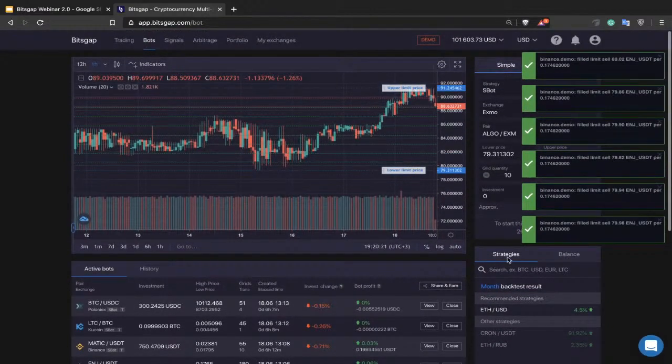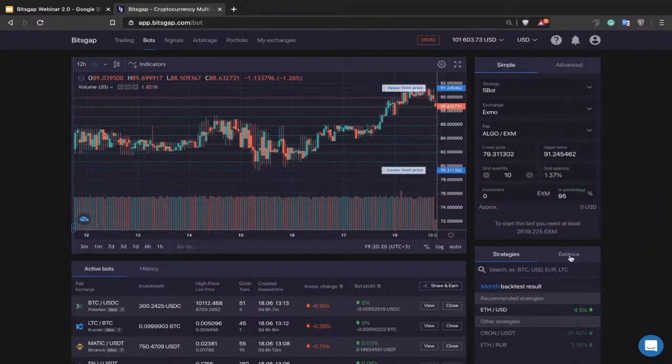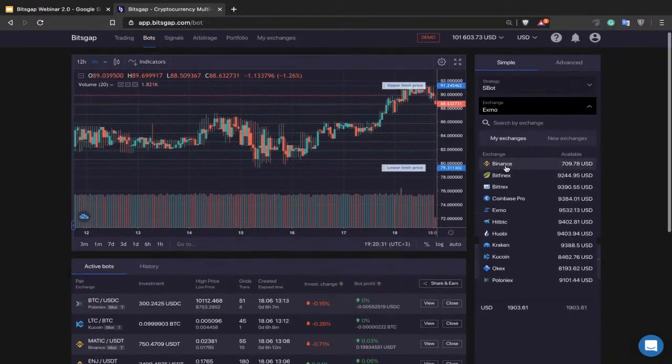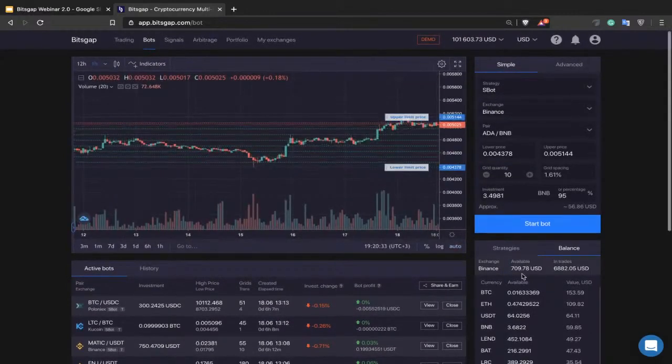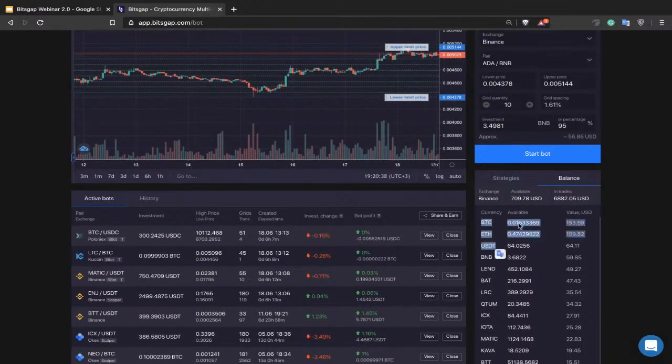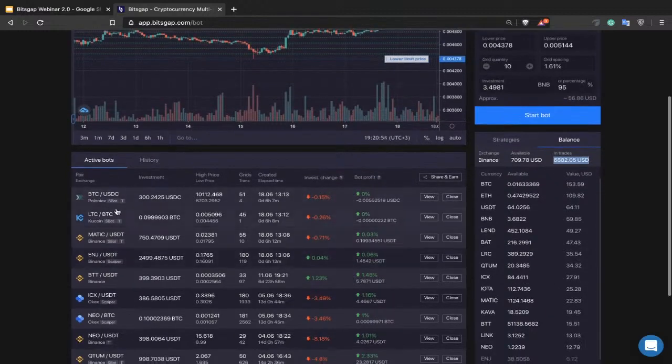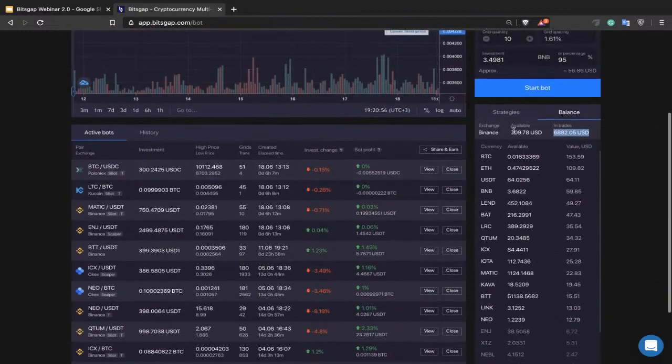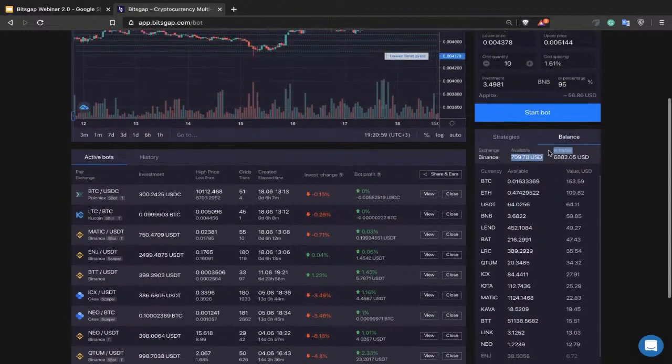And below we also have on the right side the balance. So here you can always check your current balance. And if I switch to my most active one, which is Binance, I have here a list of my available cryptocurrencies, and I also have specification regarding what amount of my balance is currently allocated to my active bots. So I have almost 7,000 USD currently allocated to all of my active bots, and only 700 is now available.